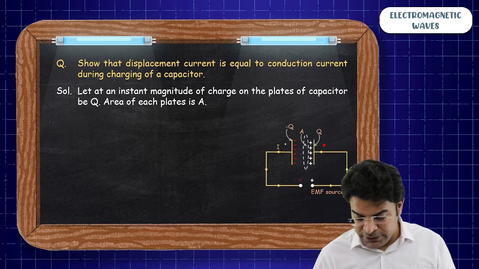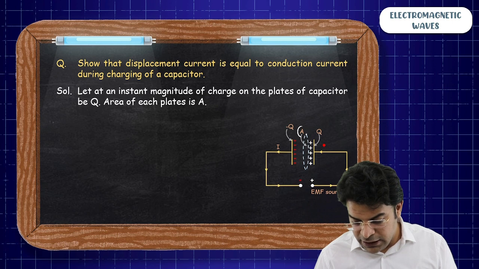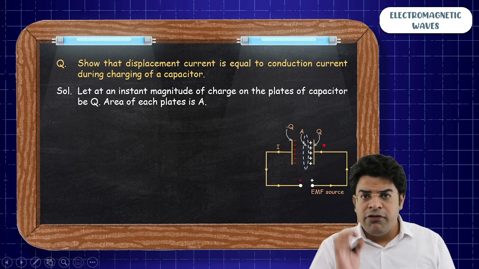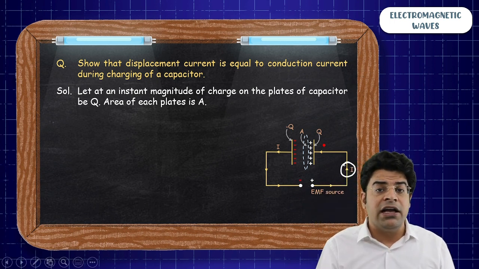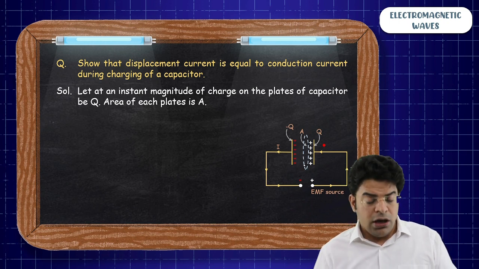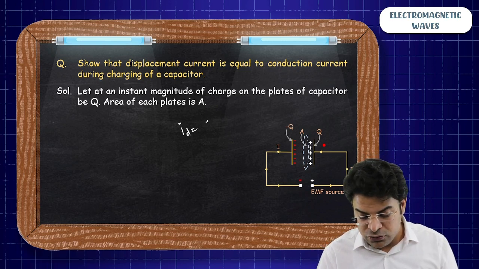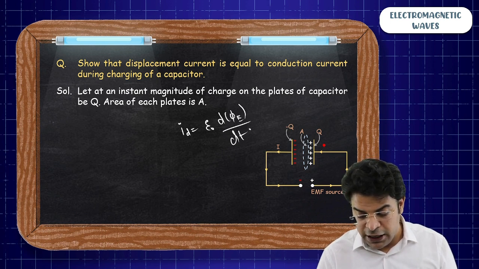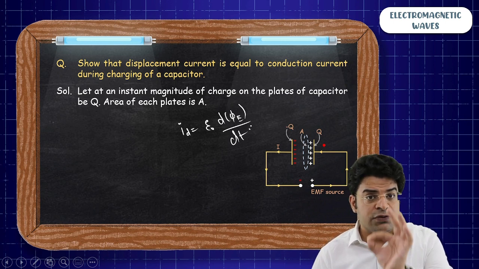So visualize the capacitor plates. Think that the charge on the capacitor plates at this instant is plus Q and minus Q, and the plate area is A. Now, our mission is to prove that the conduction current, that is the current in this conducting wire, is equal to the displacement current between the plates. Do remember the definition of displacement current: epsilon naught times the rate of change of electric flux with respect to time.